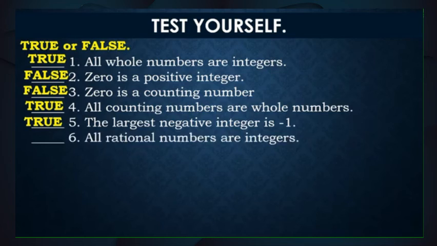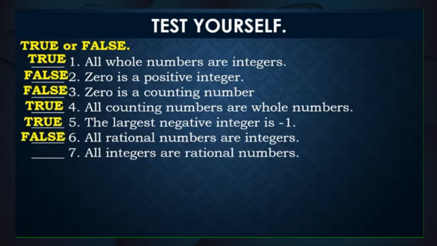Number 6, all rational numbers are integers. Lahat ba ng rational numbers are integers? No, because we also have non-integers. So, therefore, that is false. Number 7, all integers are rational numbers. That is true because integers are a subset of rational numbers.